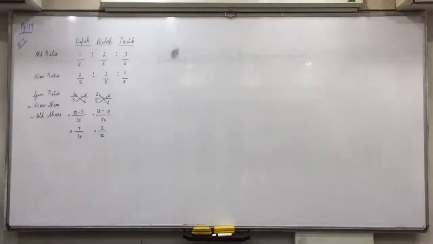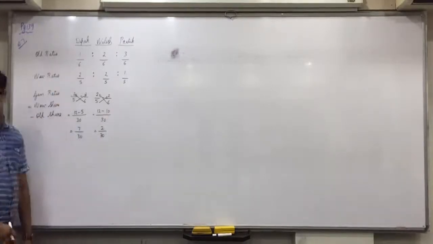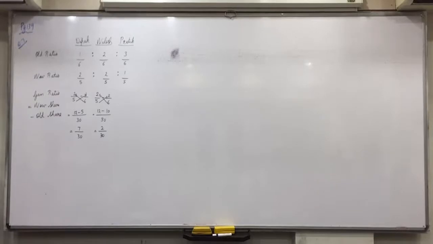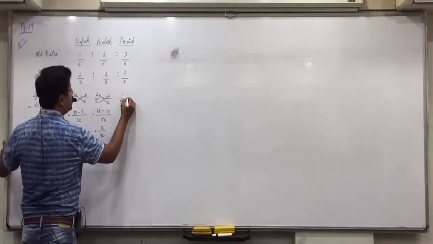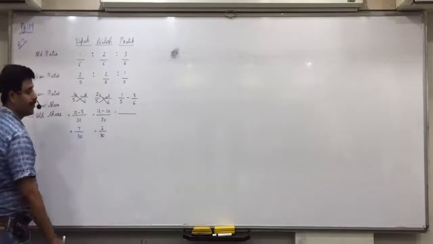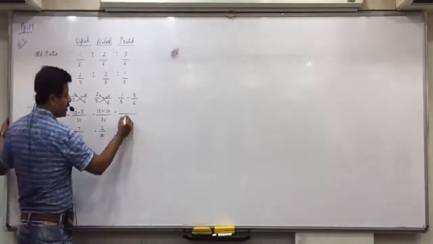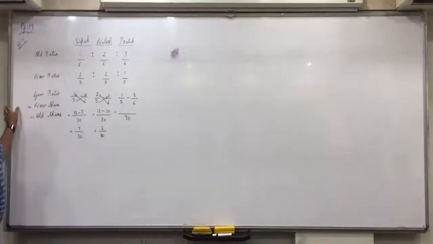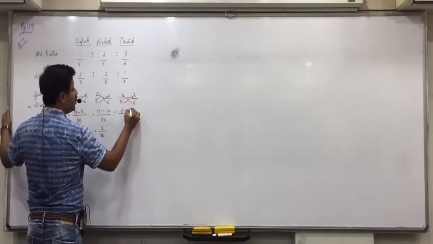And Namrata, Pratik, 3/6 minus 1/5. What is the formula of gain ratio? New share minus old share. So 1/5 minus 3/6. Next. Upon 30. 5 into 6, 30. 6 minus 15. 6 into 1, 6. Minus 5 into 3, 15.